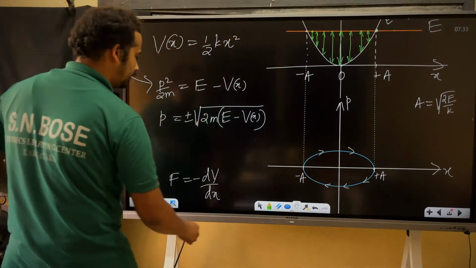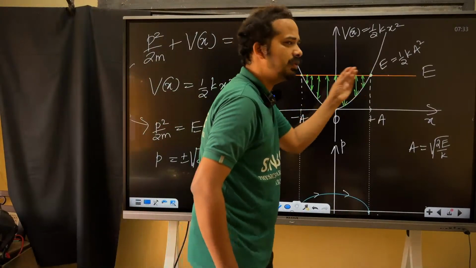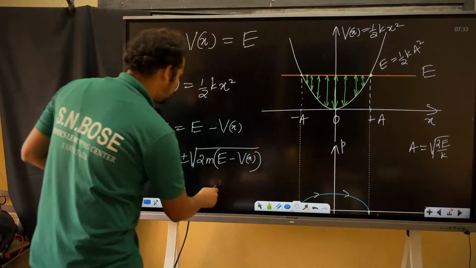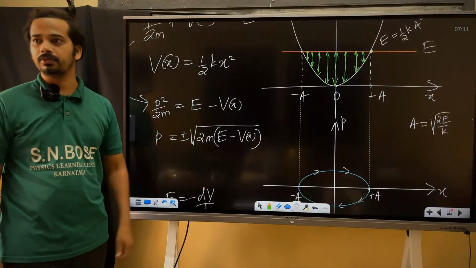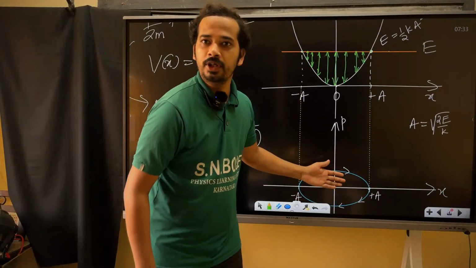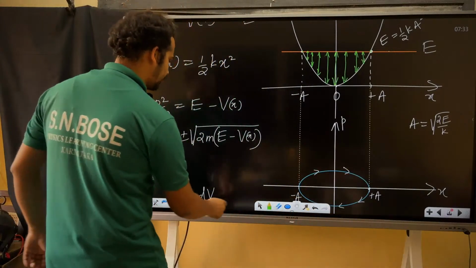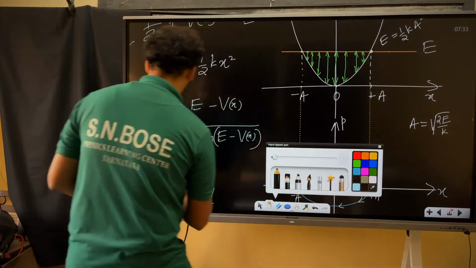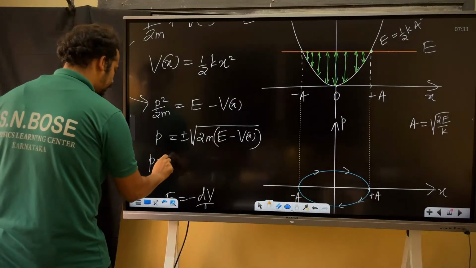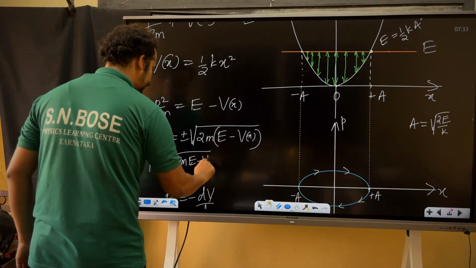Now, observe one thing. This E minus V of x is varying in one particular manner, am I right? But here you have a positive root as well as a negative root. That's why, if you draw one portion, the one below is a mirror image. So just see this expression: p is equal to plus root of 2m into E minus V of x.